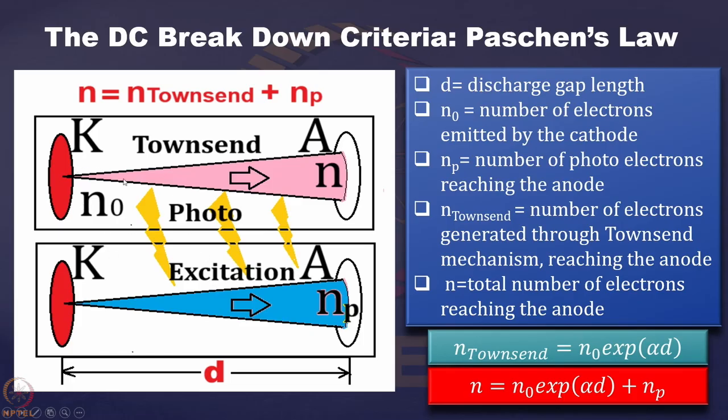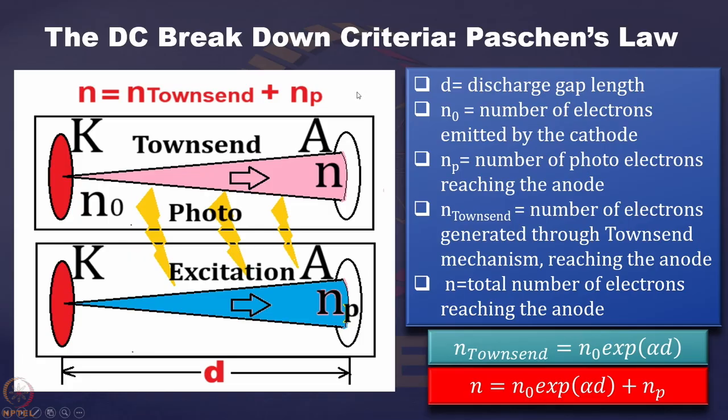So this is the Townsend mechanism, the pink one, where N is getting created, and on the way they are producing photons. The blue ones are your photoelectrons. So the total number of electrons produced is N in the Townsend mechanism, added to the photoelectrons produced, Np. So N total is equal to N Townsend plus Np.